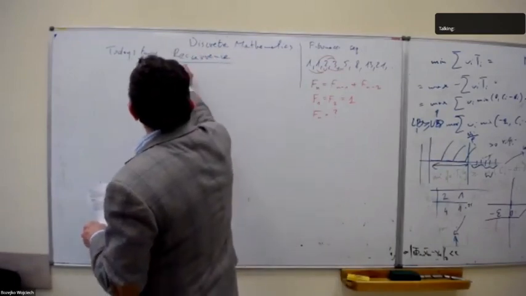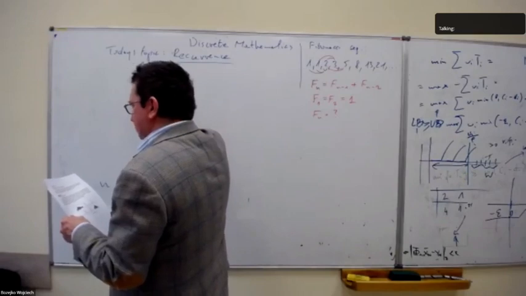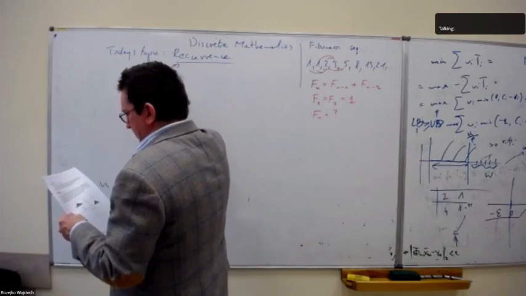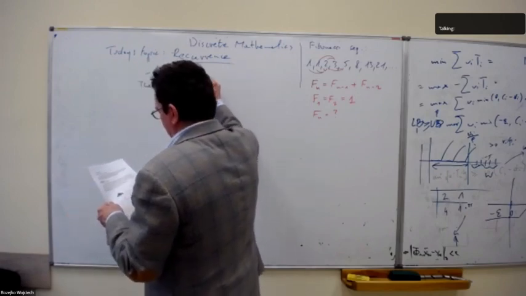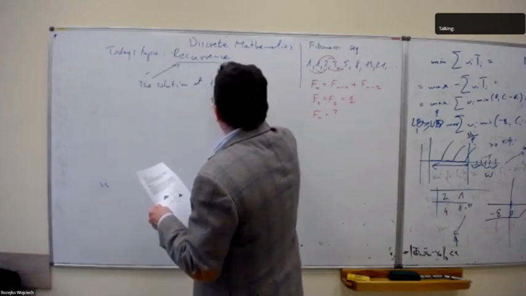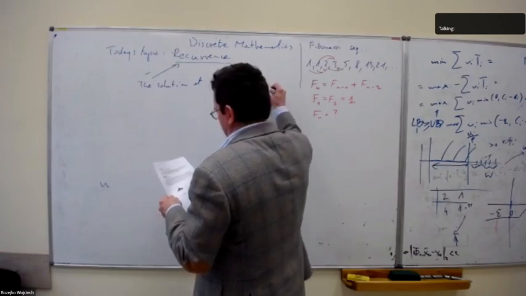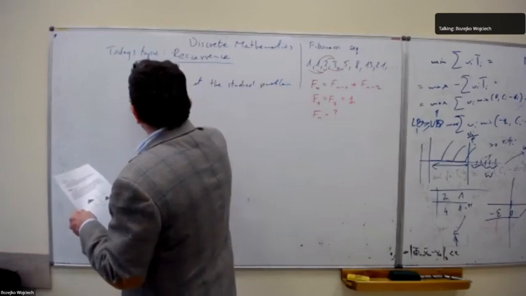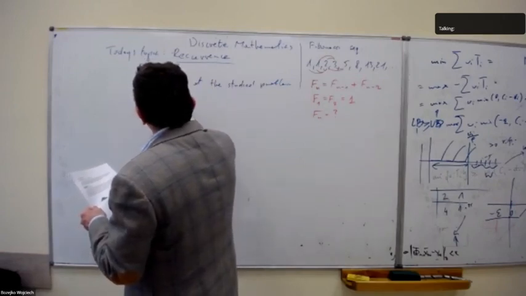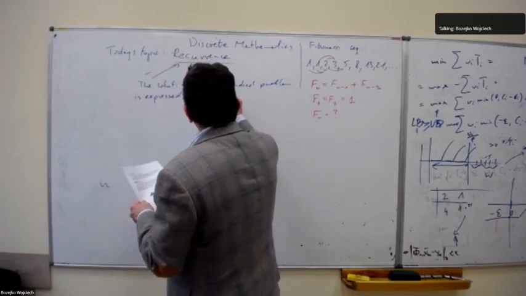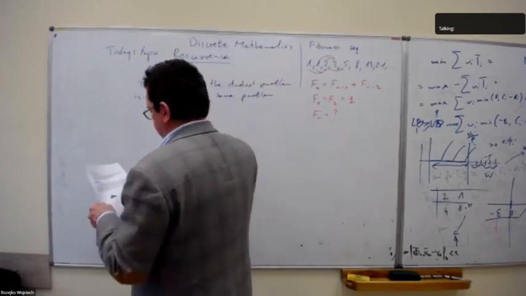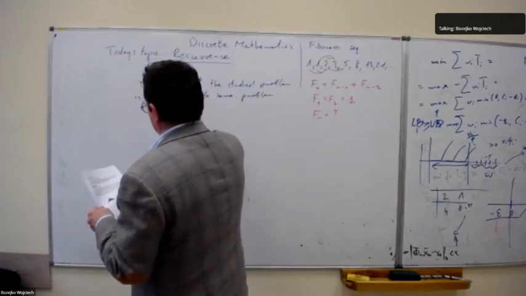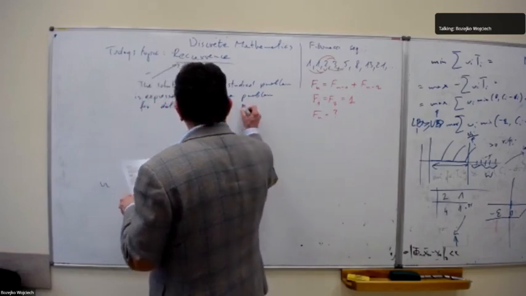Maybe let us describe recurrence as a statement that the solution of the studied problem is expressed by the same problem for data of smaller size.